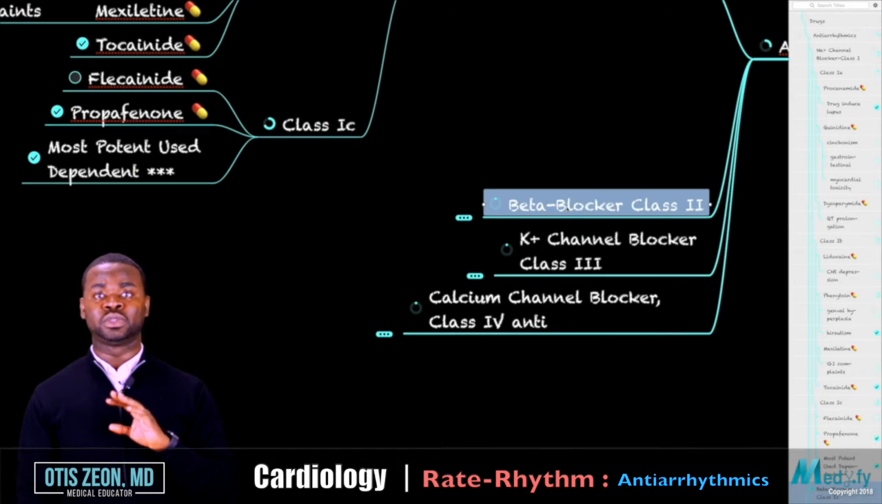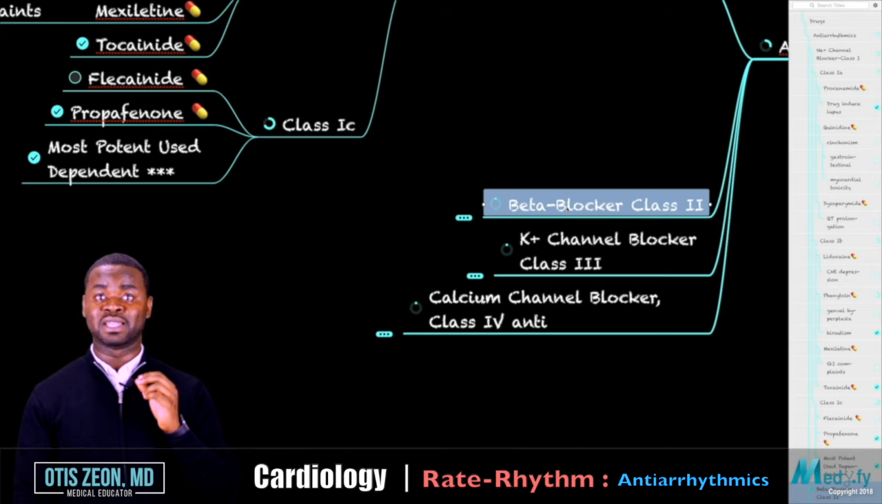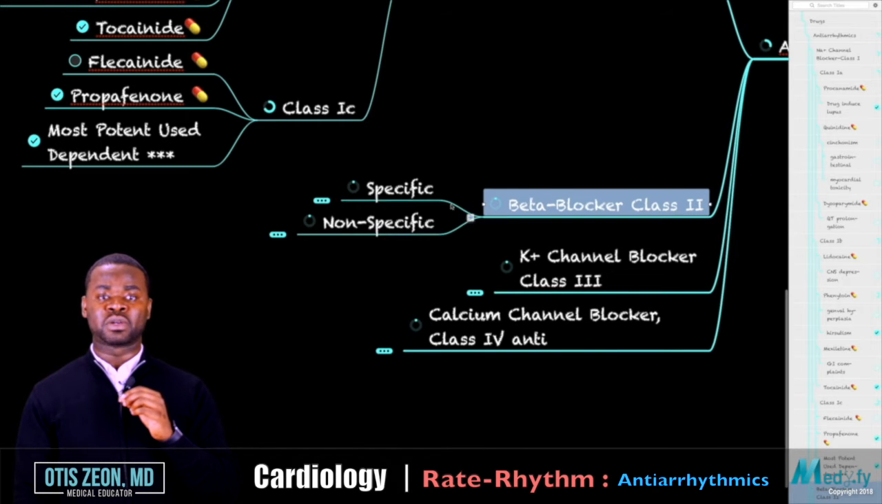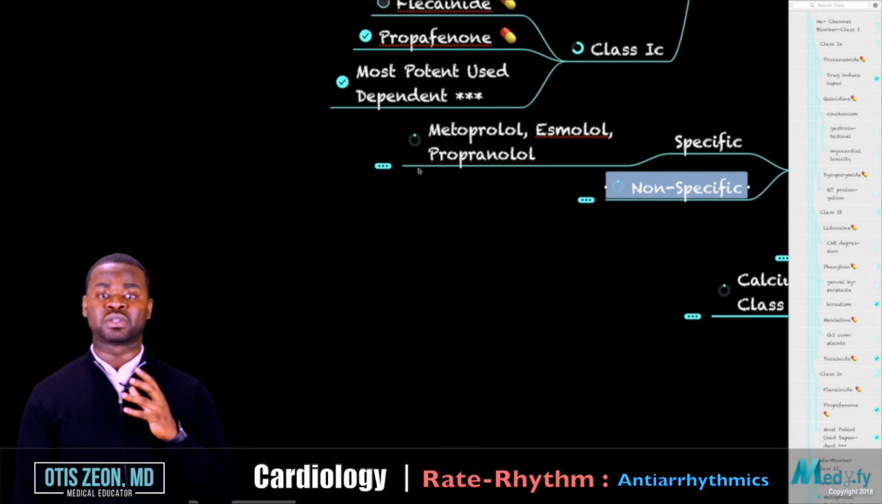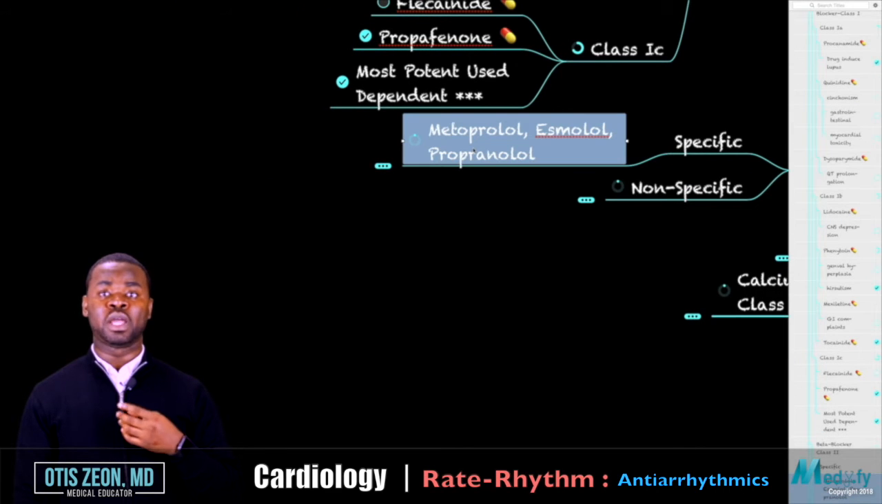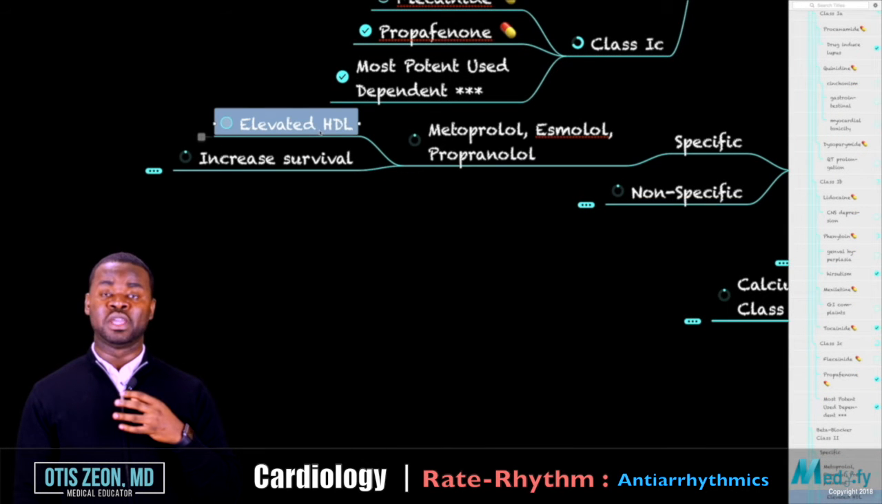Then we move on to class 2. Class 2 are beta blockers. Also know that beta blockers are part of the class 2 drugs, and they also have antiarrhythmic properties. Beta blockers here, you have specific and non-specific. In the specific form of beta blockers that are usually given, metoprolol, esmolol, and propranolol are the ones that are frequently given. Note that especially you want to give metoprolol in individuals who you see may have an elevated HDL.